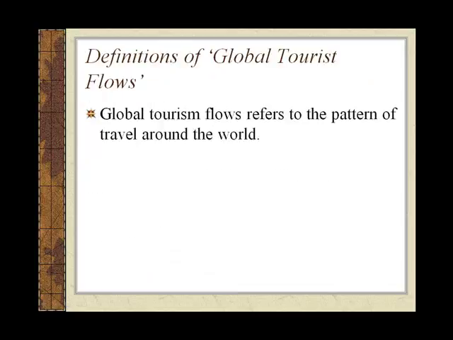Now, if you look at the definition of global tourist flows, it basically refers to the pattern of travel around the world. So basically, where people are traveling from, where they stay, and where they're traveling to. So basically, where do we come from and where do we travel to?